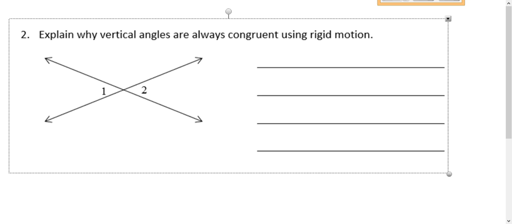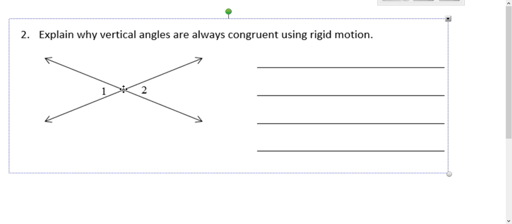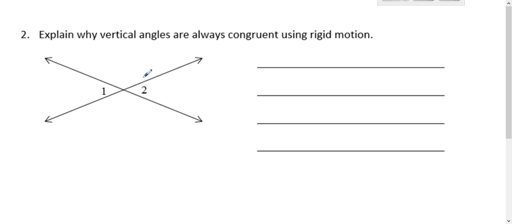You can explain why vertical angles are congruent. We know they're congruent, but you can explain why they are congruent using rigid motion. You could rotate around the intersection right there. You could rotate about 180 degrees, and then angle 1 and angle 2 would match up. So rotation is one rigid motion that matches them up and explains why they are congruent.